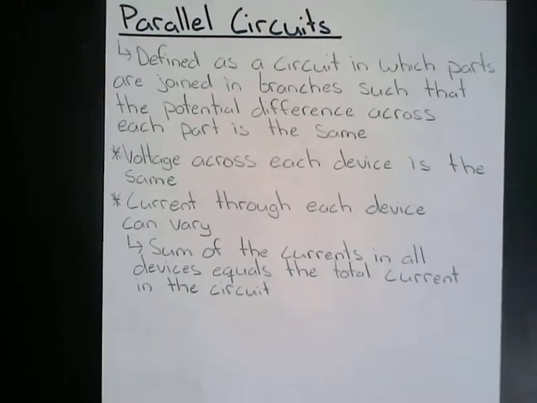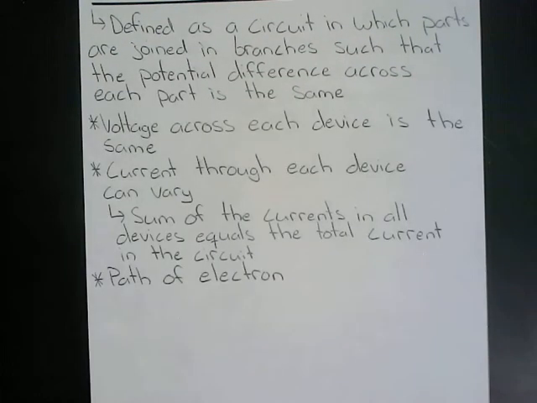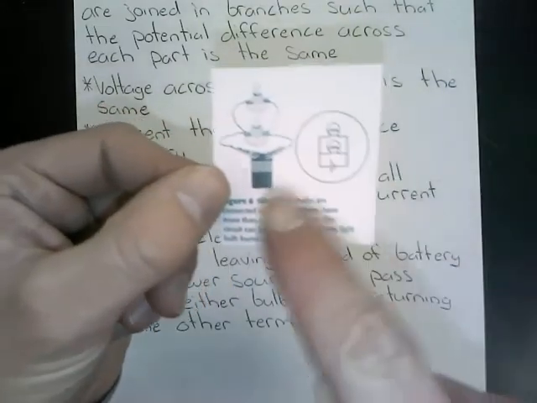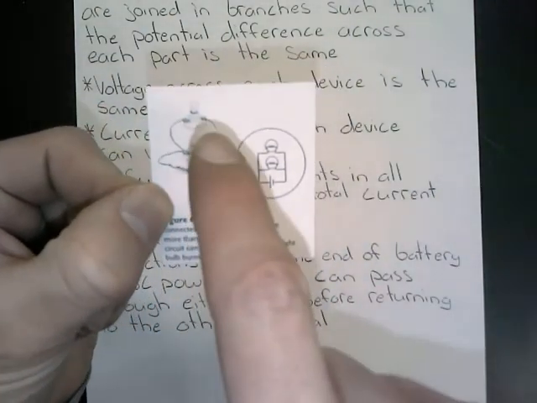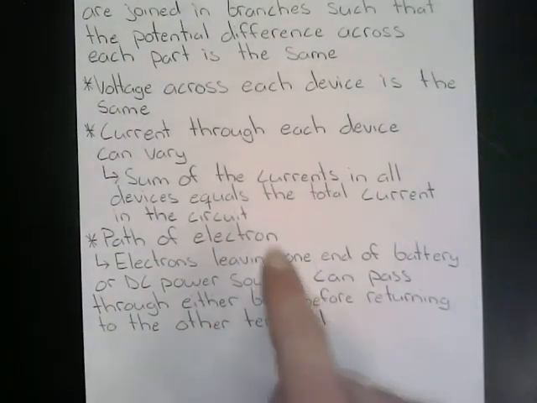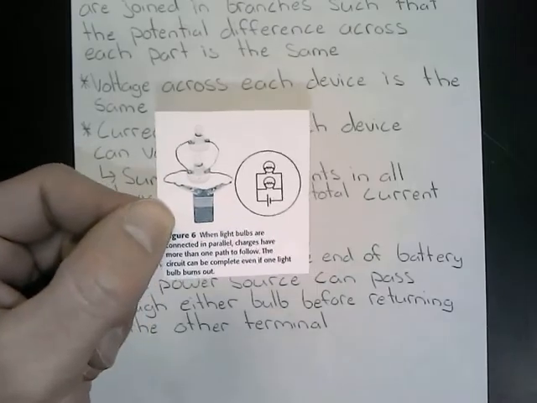Now, in a parallel circuit, it's important to keep in mind what the path of the electron is doing. So in a parallel circuit, electrons that are leaving one end of a battery or DC power source can pass through either bulb before returning to another terminal. In this scenario, I should have mentioned that we're dealing with this setup. So when I talk about the light bulbs here, that is in our setup. See picture in notes. This is the picture I'm referring to.